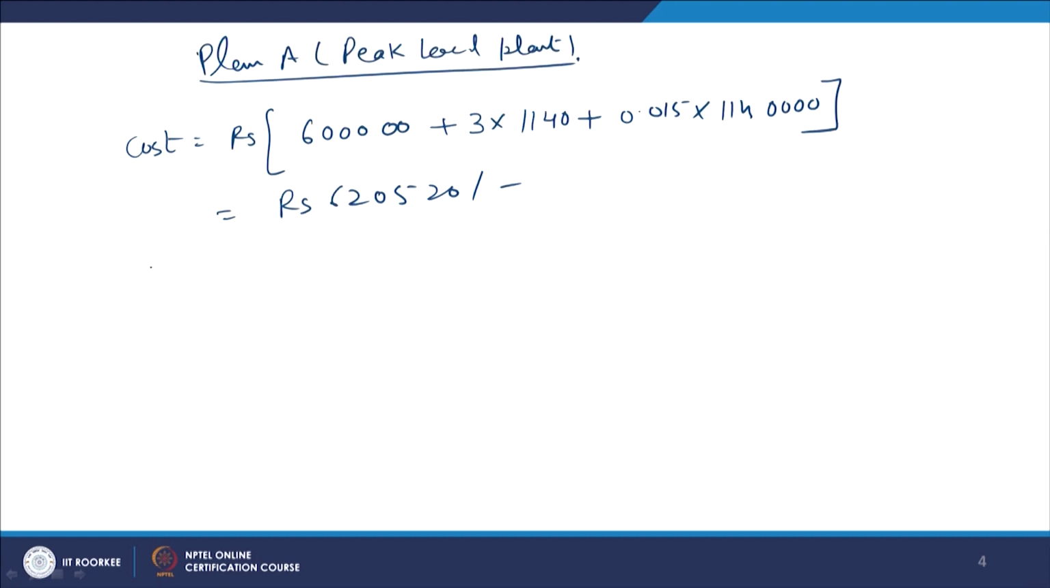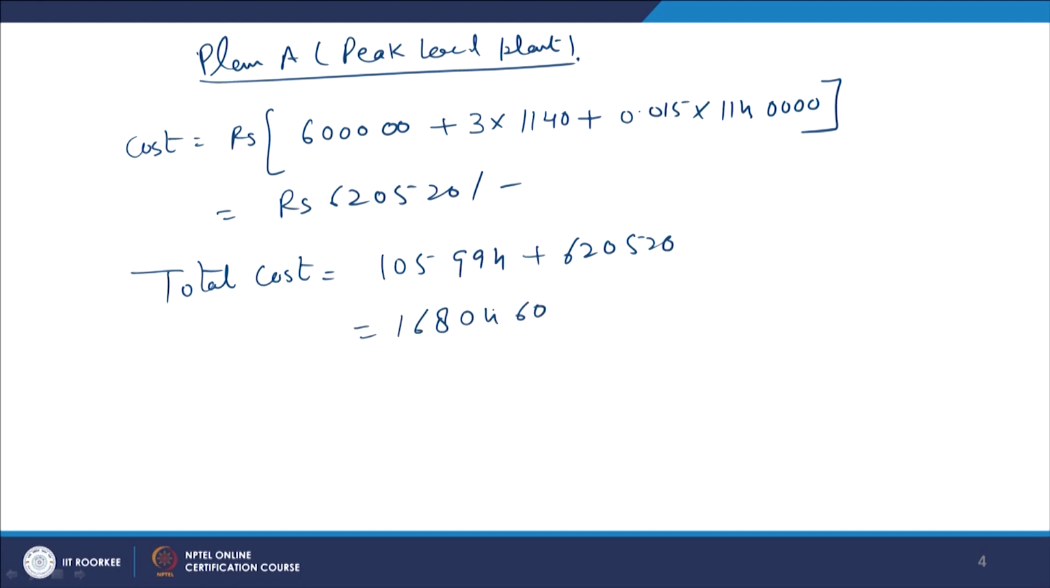So, the total cost, the minimum cost, is going to be 105,994 plus 620,520, which is equal to 168,0460. This is in rupees. This is the total cost of energy generation, the total annual cost. Now, you want to have the cost of generation per unit, right. So, this is the total cost.